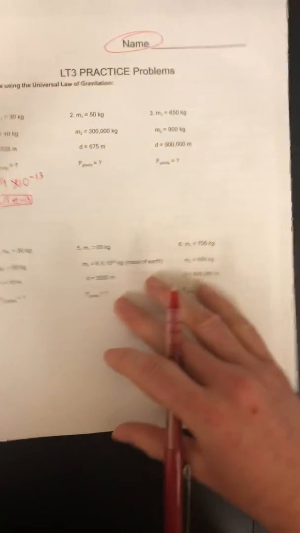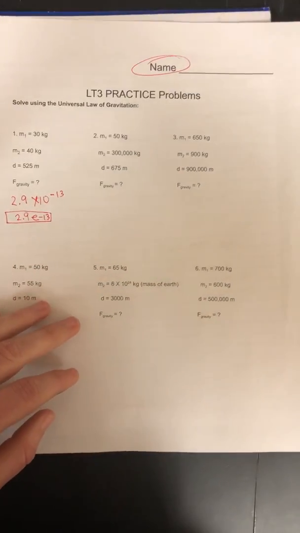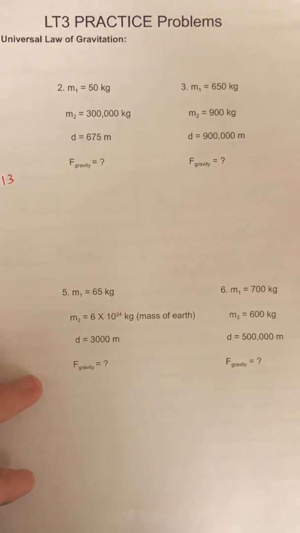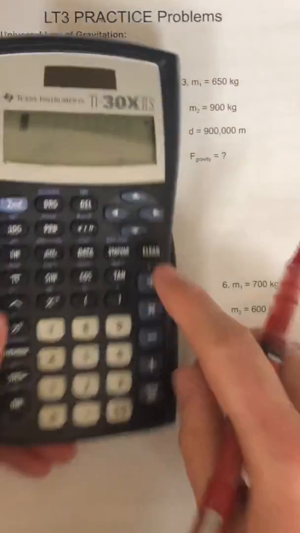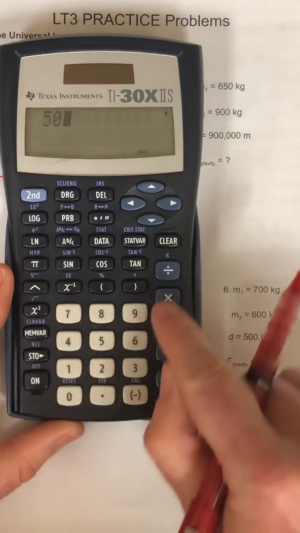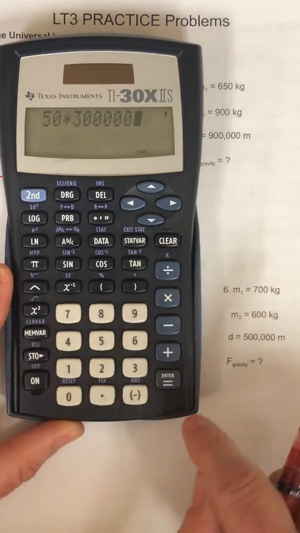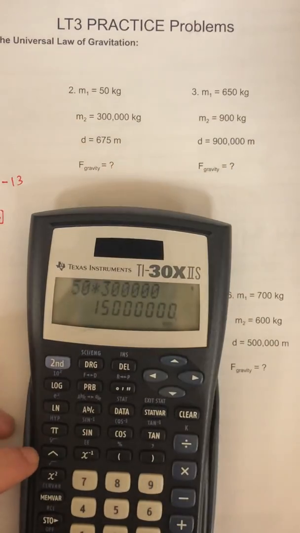So number 2, I'm just going to follow the steps on that formula sheet. I'm not going to flash it here in front of you. All right. Mass 1 times mass 2. That's the first step. So it's 50 multiplied by 300,000. Hit enter. No need to write it down. Next step.